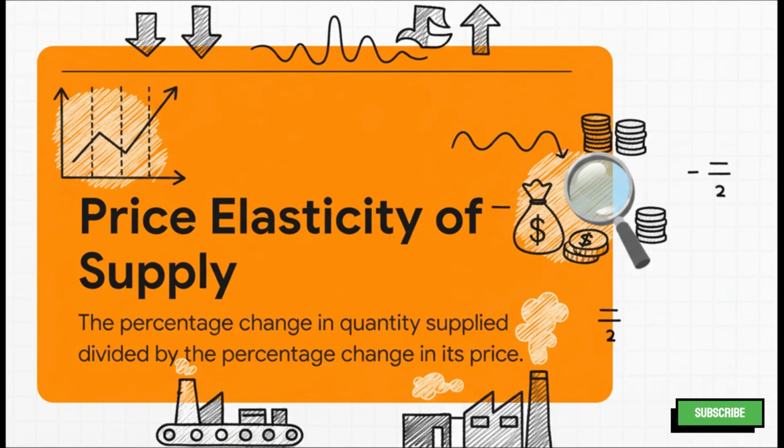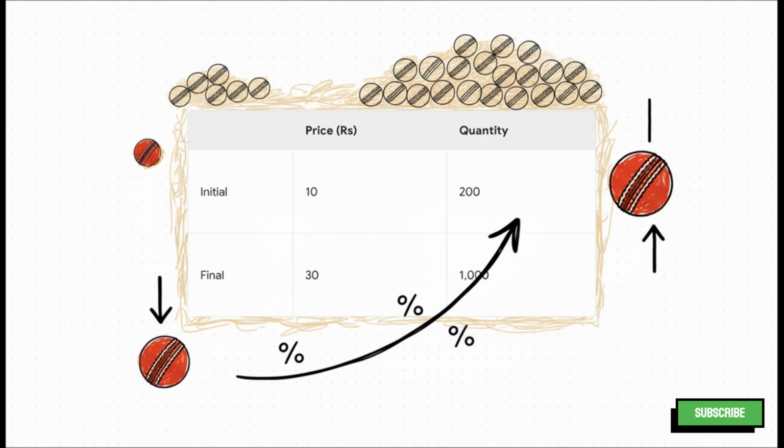So what exactly is price elasticity of supply, which we often shorten to ES? Well, it's defined as the percentage change in the quantity supplied divided by the percentage change in price. It's a number that tells us just how sensitive suppliers are to price changes. Let's make this real with a quick example.